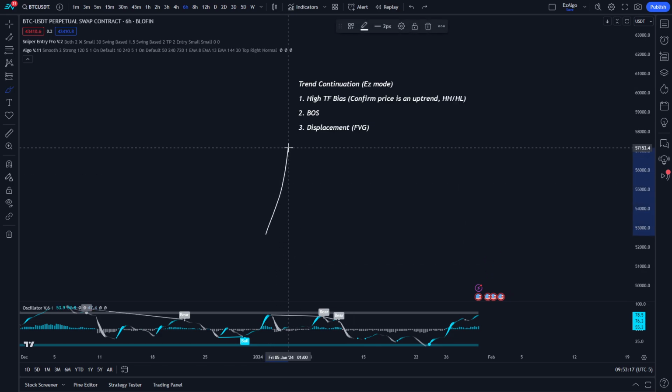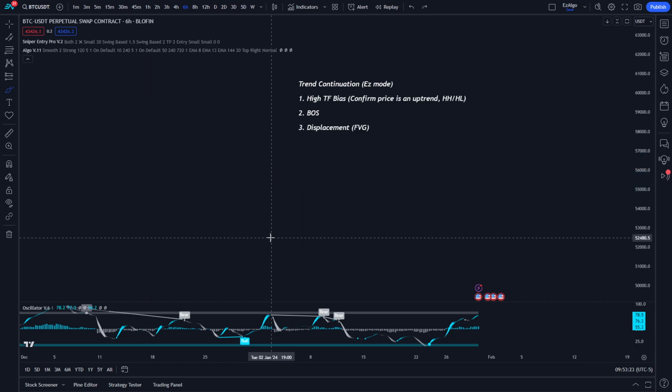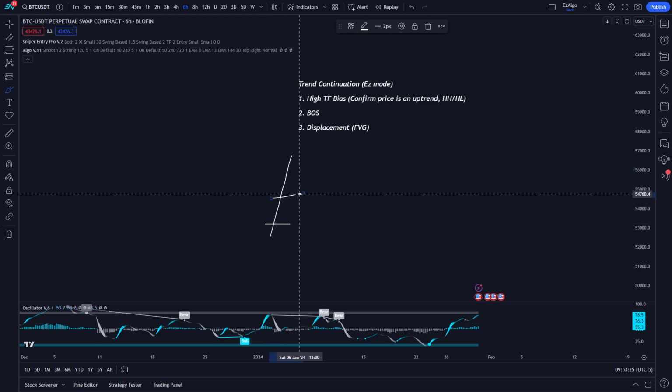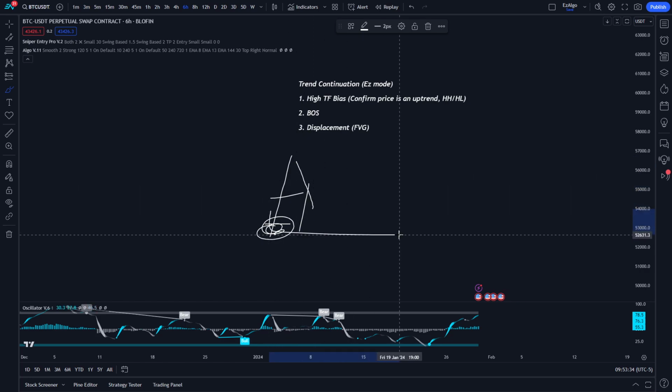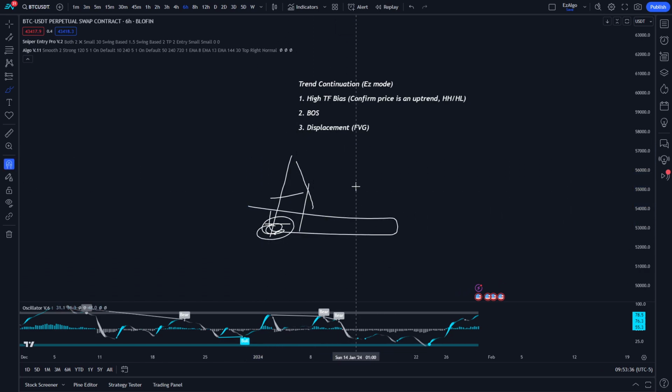So if this is the one move up, displacement doesn't mean a fair value gap right here at the top before the drop, right? You want to see the displacement near the bottom of the move, right? Somewhere around here, because that tells you that buyers were in this area and push the price up. So when we get another retrace into that sniper entry zone, we can expect that move up once again.